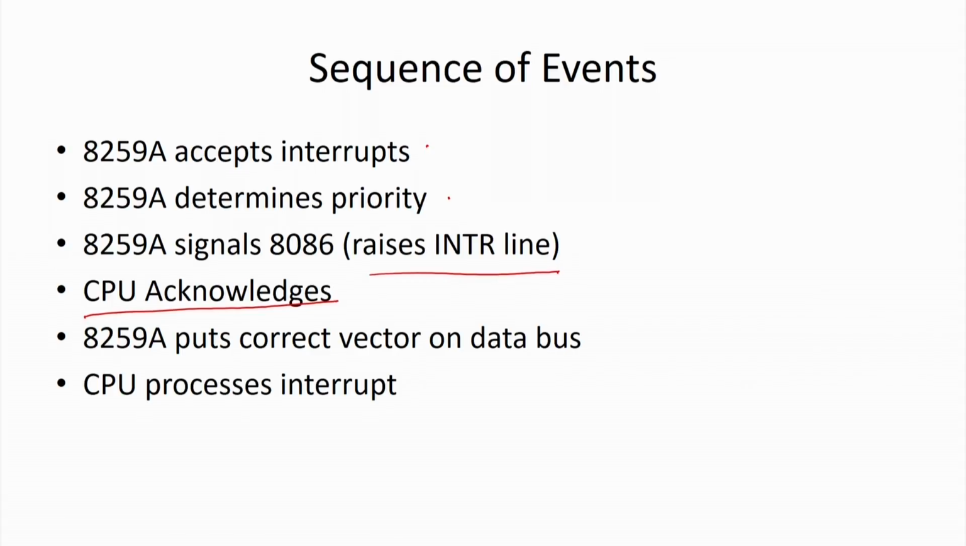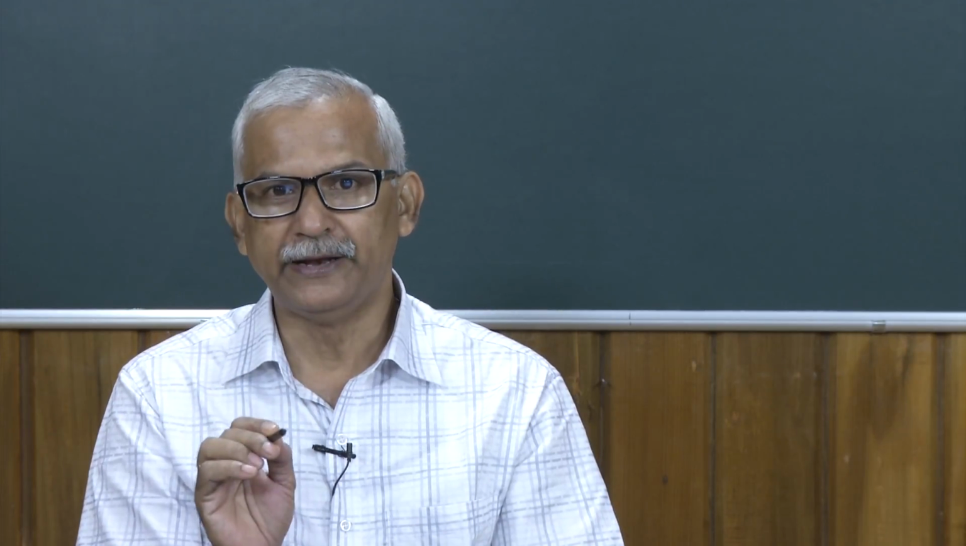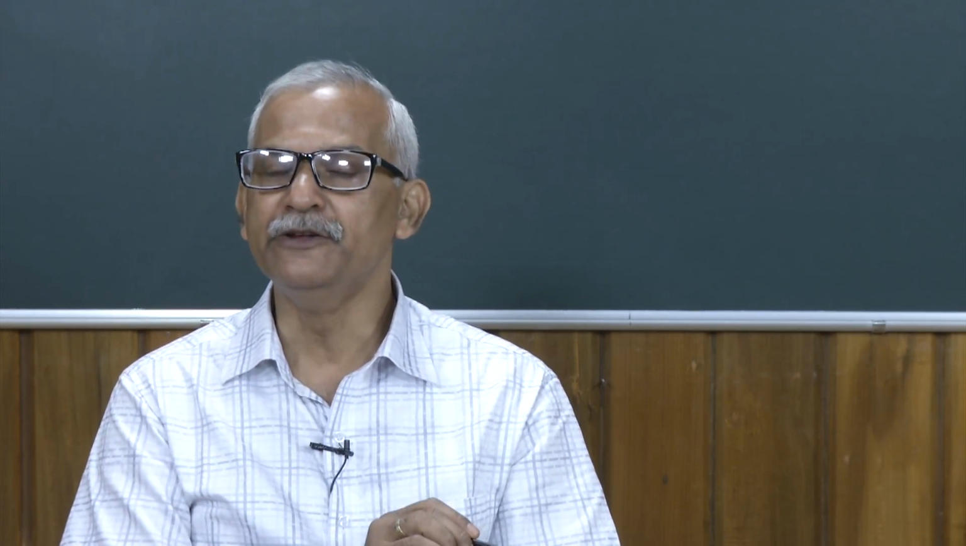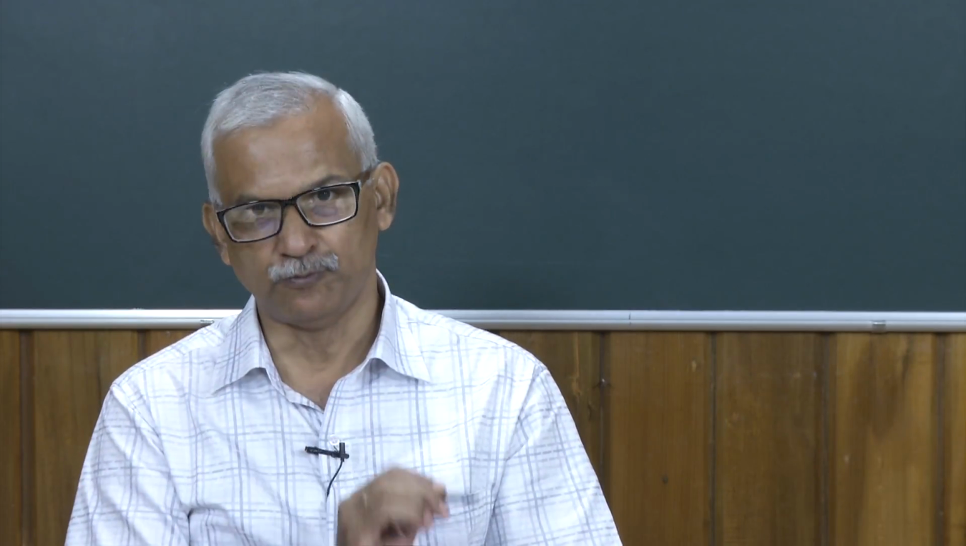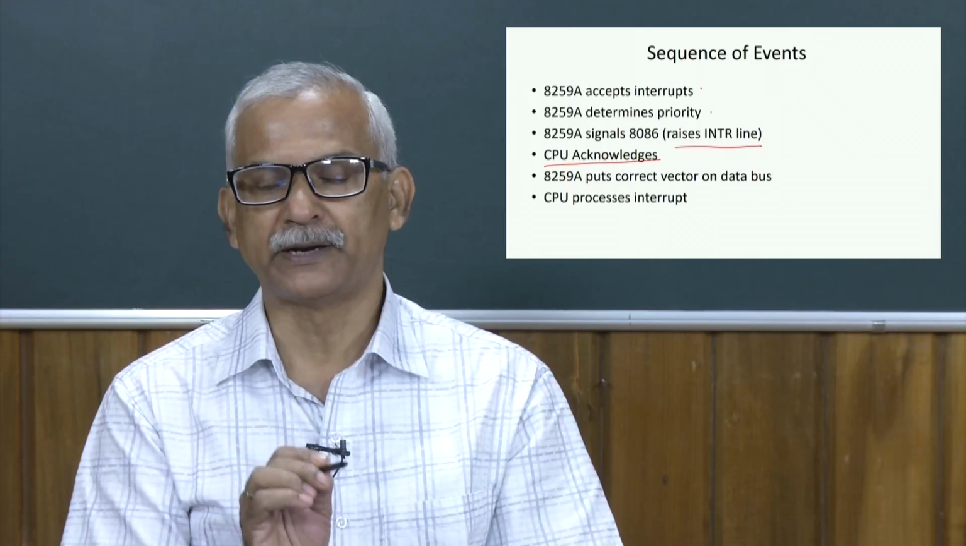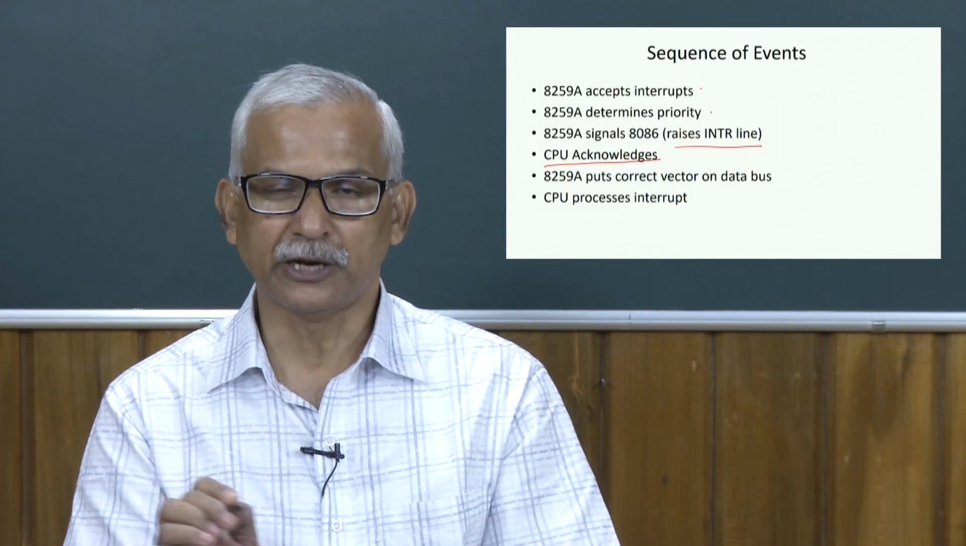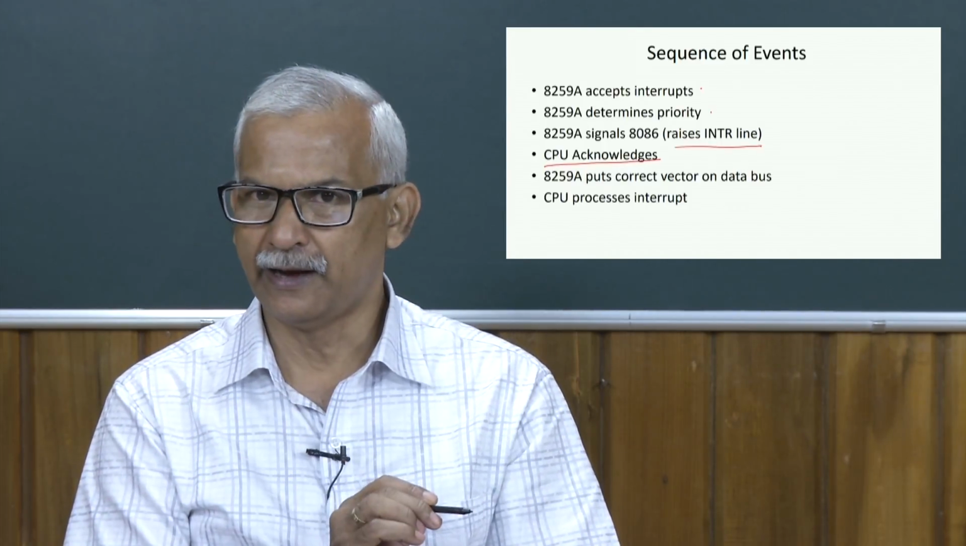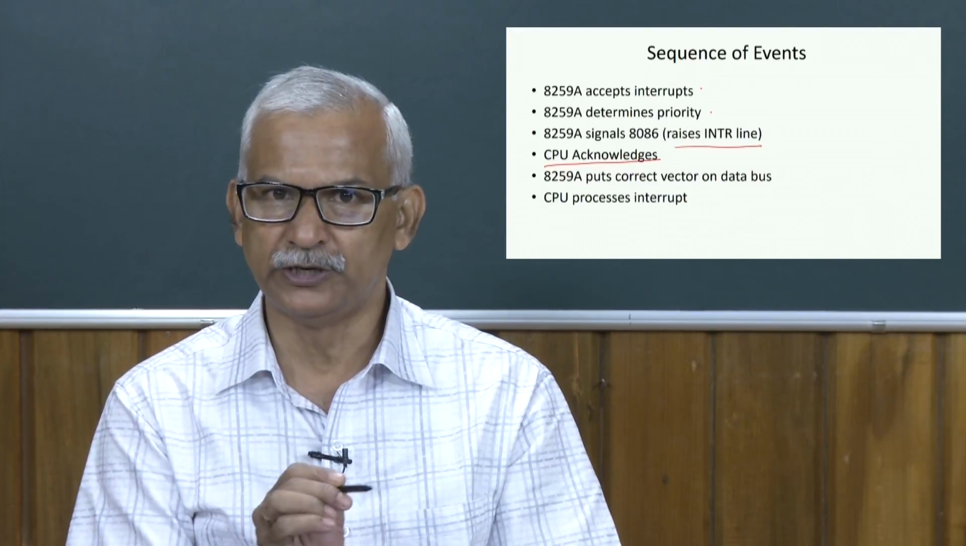When will it acknowledge? After completion of the current instruction. Then the 8259A puts the correct vector on the data bus. Say we are connecting 8 different devices to the 8259A, or even more. It will put the appropriate vector, that means every device has a unique ID, or say a unique address. So it will put these things.